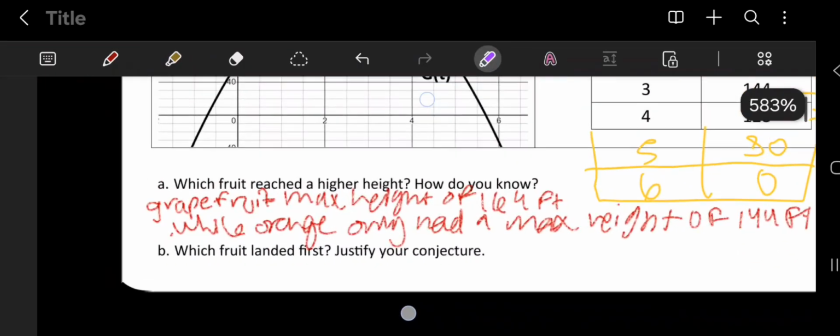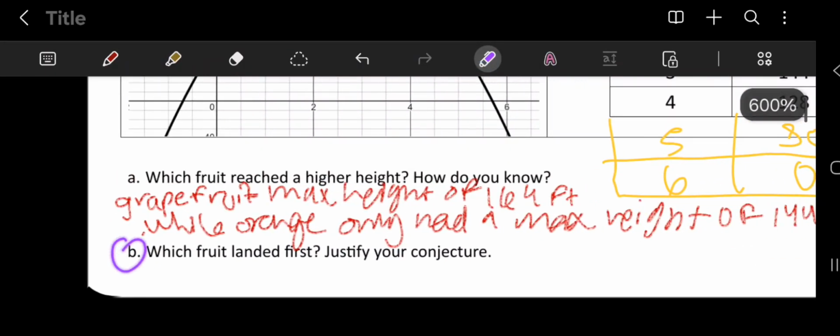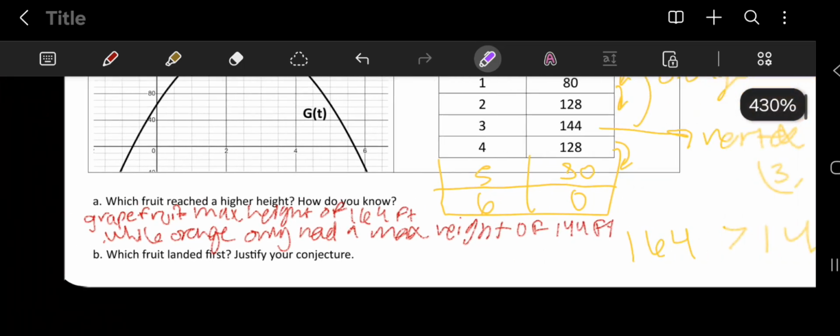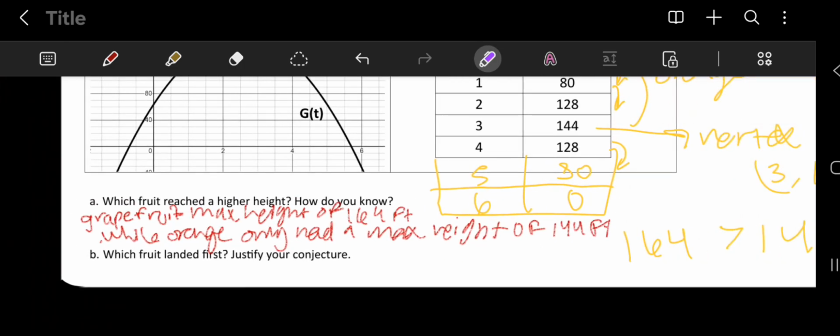Anyways, on to the next question, B. Which fruit landed first? You guys might be able to understand this quickly, but when I was doing this, I could not understand for the life of me what that meant. What it's trying to say is you're just trying to find when y is equal to 0.